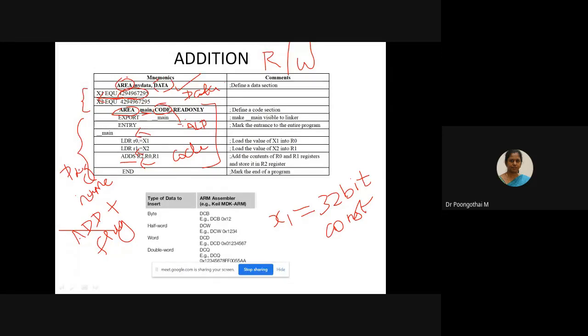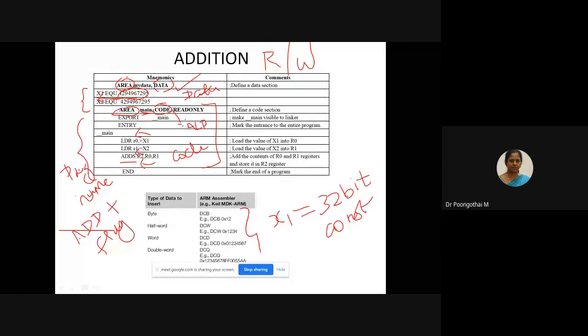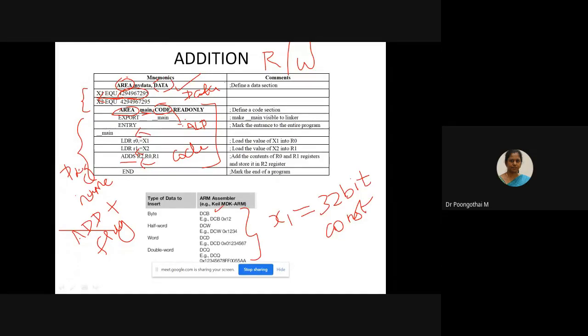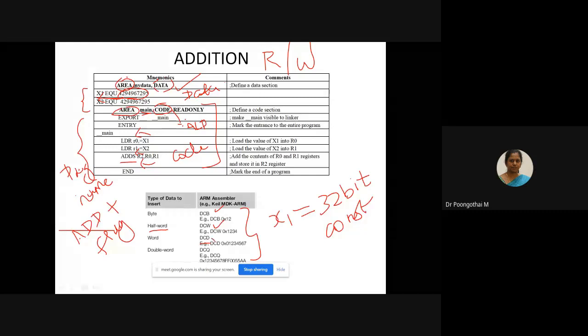And these are some of the assembler directives which will be used in the data section. One is DCB, defined constant byte. Next is DCW, defined constant half word. DCD means defined constant data, that is a word. And DCQ is for double word.